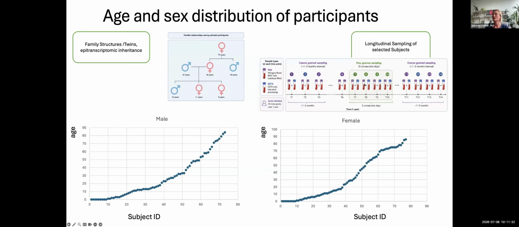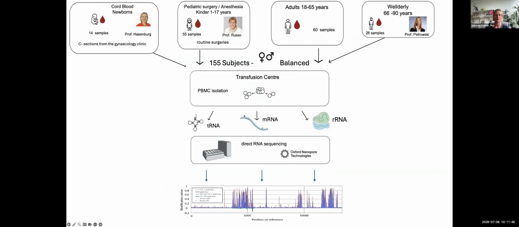And we also tried 2 different tubes, namely PAXgene and EDTA, but this would go too much into detail. If you have any questions, I'm happy to answer here about the difference that we observed.